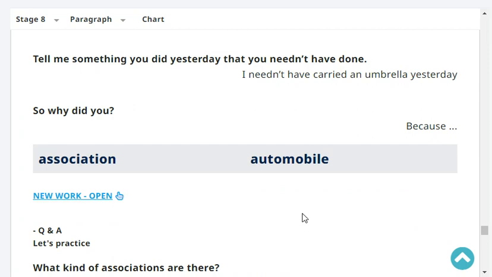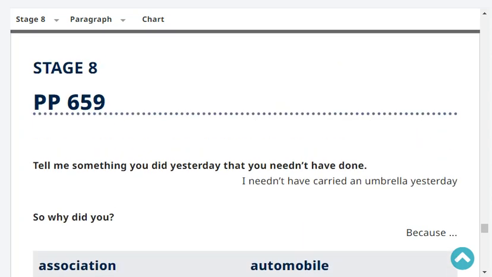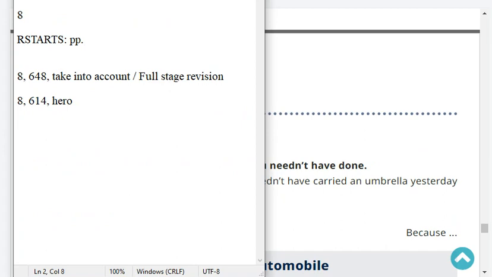Tell me something you did yesterday that you needn't have done. For example, I needn't have carried an umbrella yesterday. So why did you? Because I saw it was going to rain.